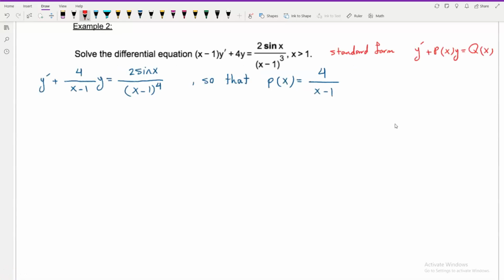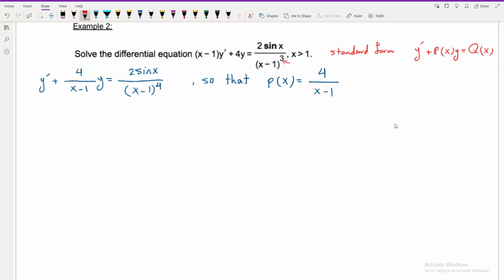First, put the equation into standard form, which is y prime plus p(x) times y equal to q(x). So we have to divide both sides by x minus 1. After dividing by x minus 1, we're going to have y prime plus 4 over x minus 1 times y equal to, on the right side, 2 sine x divided by x minus 1.